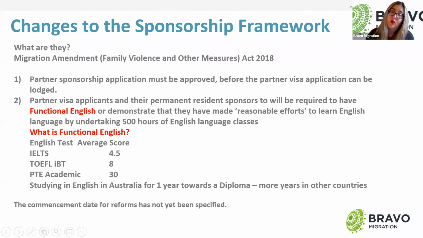Now, the other very important change is that today you must lodge your partner visa application, pay for the fee, and then you lodge the sponsorship application. This will be changed. You will not be able to lodge your visa application unless the sponsorship application from the Australian sponsor has been lodged, paid for, there's going to be a fee of $420, and approved.